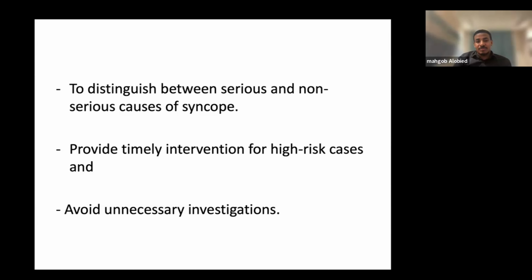So that's most important. And the other thing is to avoid unnecessary investigations, because many syncopes have simple underlying causes. No need to order many lab tests and imaging, and we will see that in the cases.